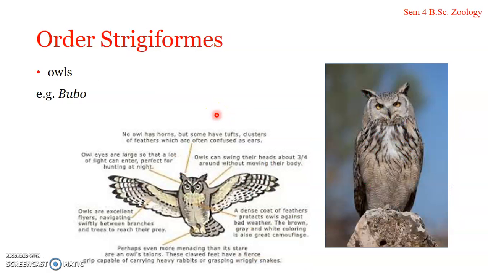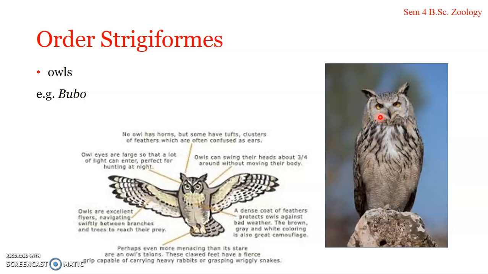Then we have the Strigiformes. Strigiformes includes the owls. The word refers to owls. The example you are supposed to learn is Bubo, which is the great horned owl. The head is large and rounded, and the eyes are large, both directed forward. Each eye is in a disc of radial feathers. You can see the feathers arranged in a radial fashion around the eyes.